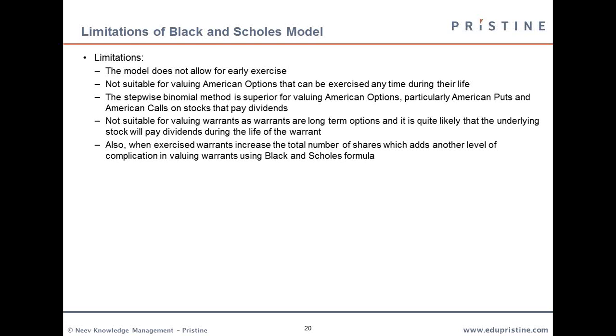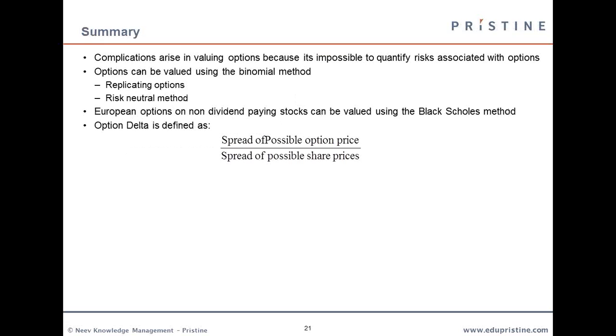the model. And ultimately what this basically says is, in case of American options and in case of warrants, Black-Scholes is slightly limited when compared to binomial method, but it's a lot more accurate when compared to other methods. So here's a summary of what we have discussed.